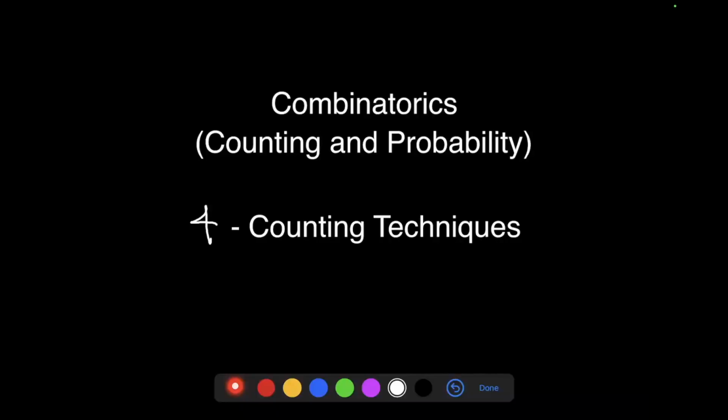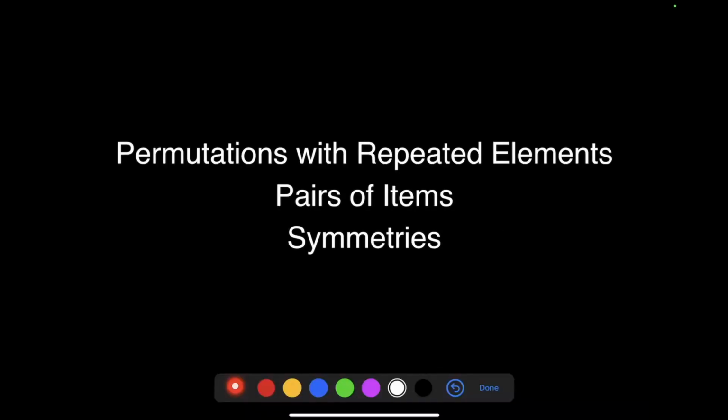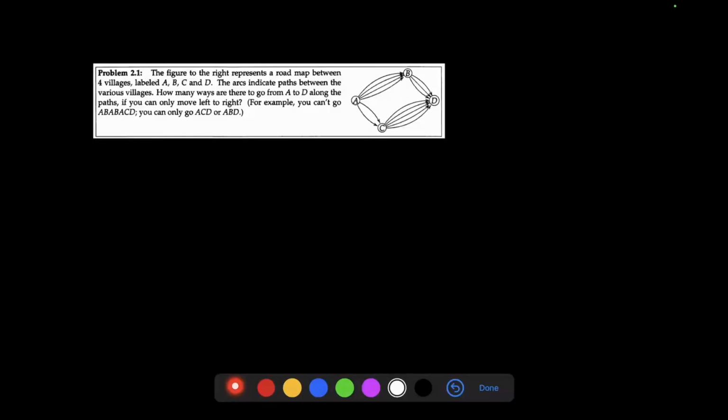Today, we're going to be talking about counting techniques. There are many different counting techniques, and we're going to go over the basic ones like casework, where you split stuff into cases and solve them individually, complementary counting, when you count what you don't want and subtract that from the total, and constructive counting, where you build the counting up. We're also going to deal with ways to handle overcounting, like how to deal with repeated elements, pairs of items, and symmetries. So let's start with the basic casework problem, just to get an idea of how it works.